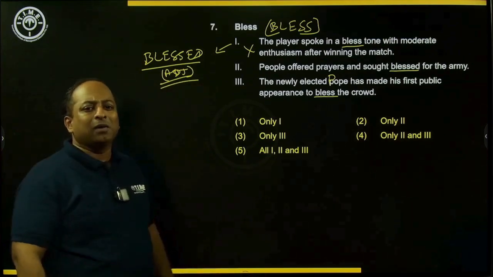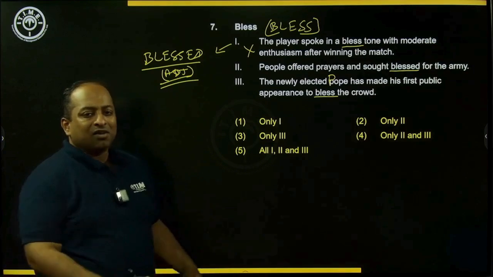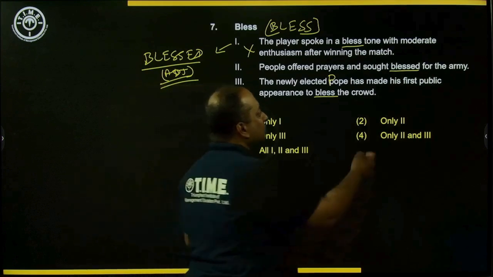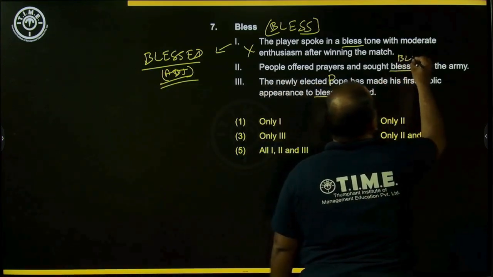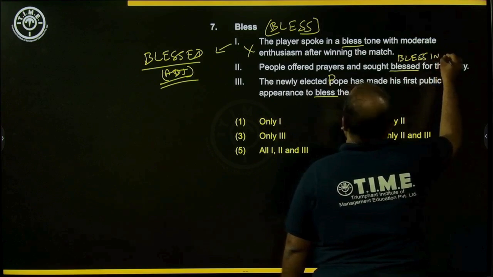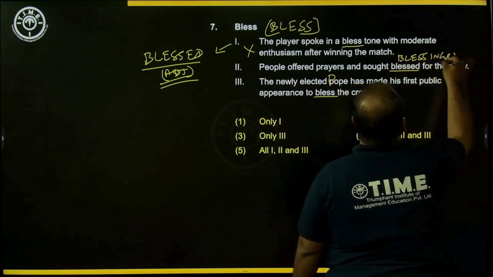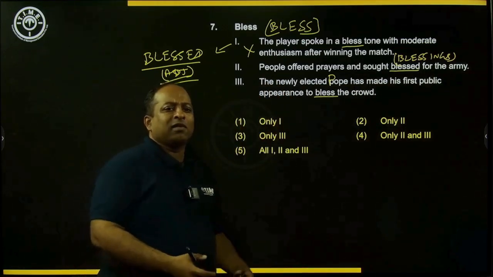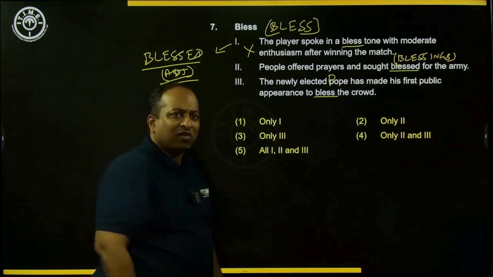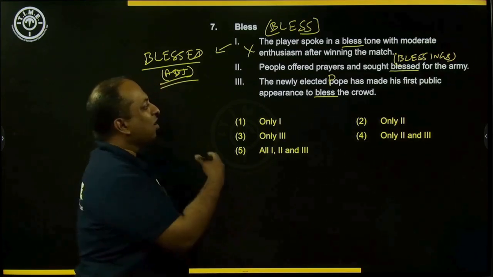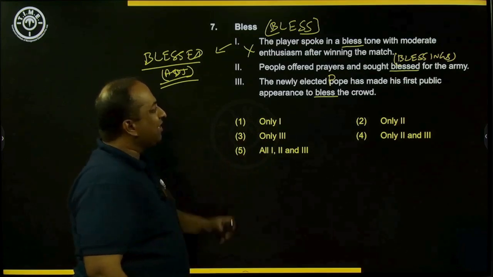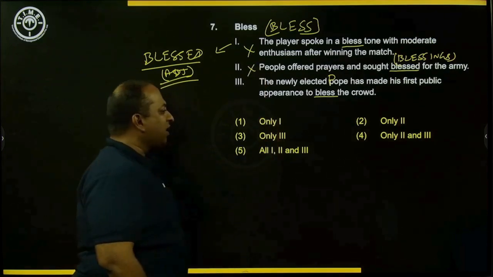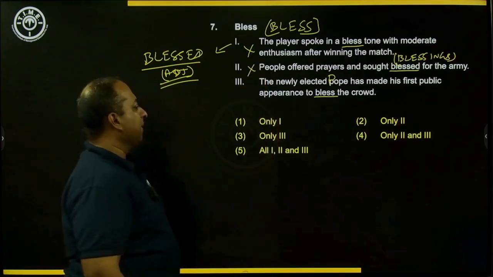But when we are seeking something, we are not seeking something in its adjective form. We are seeking something in its noun form. So the most suitable word here is: the people sought blessings for the army, right? The people offered prayers and sought blessings for the army. They wanted God to do a favor for their army, to bless their army. So they sought blessings for the army, not sought blessed. So this is also a statement in which the word has been used in a wrong way, right?